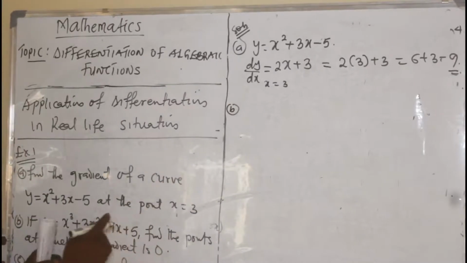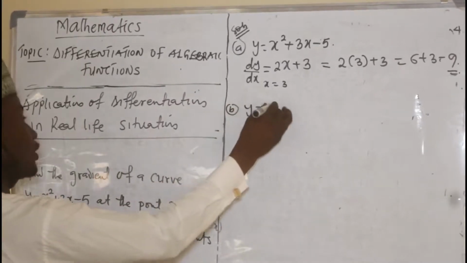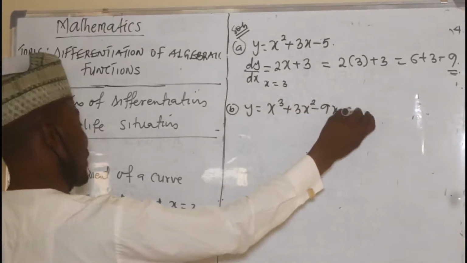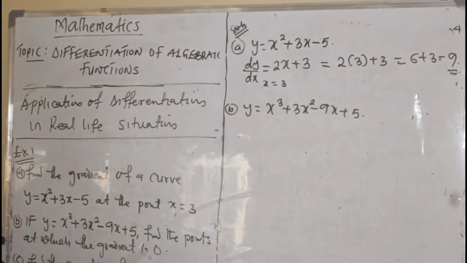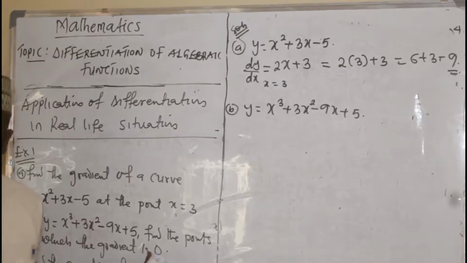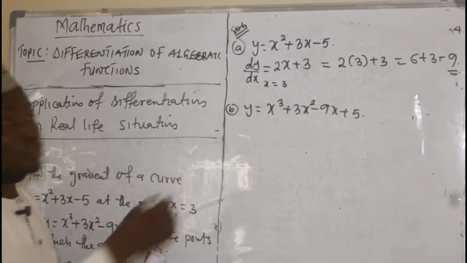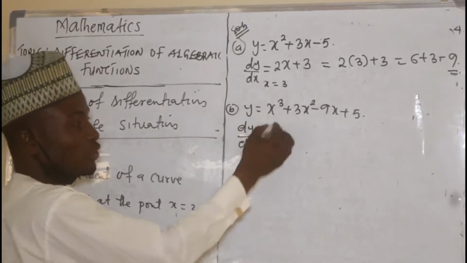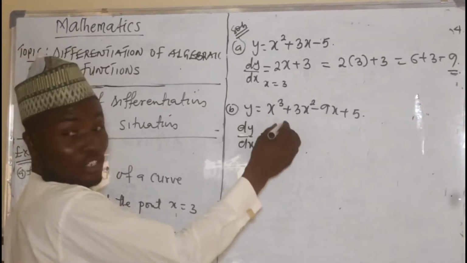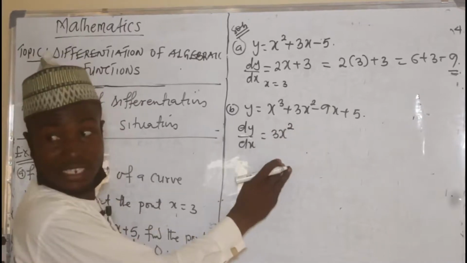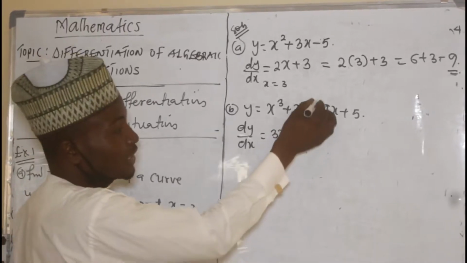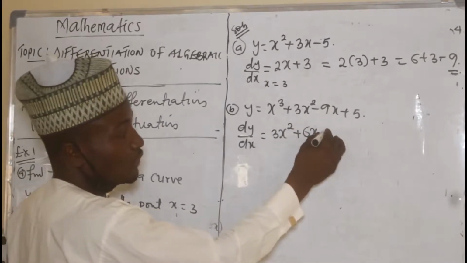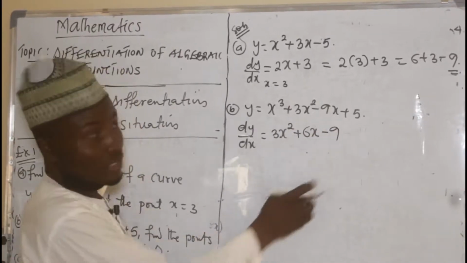B. The question said if y is equal to x raised to the power of 3 plus 3x squared minus 9x plus 5, find the point at which the gradient is 0. What is our gradient? We say gradient is dy dx, right? So let's find our dy dx. Differentiate this. What are you going to have? Differentiation of this one is what? 3x squared. Is it like that? Plus differentiation of this is going to give us 6x. And this one now is going to give us what? Minus 9. Differentiation of 5 is 0.